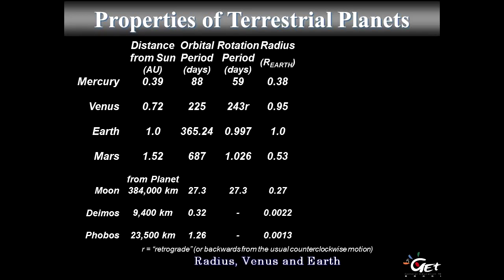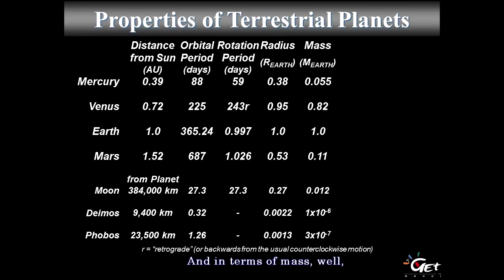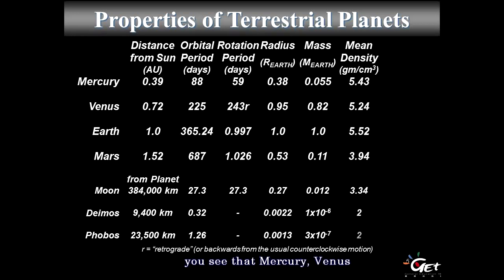Radius: Venus and Earth are more or less the same size, while Mercury and Mars are far smaller. Mars is half the size of Earth. In terms of mass, once again Venus and Earth are very similar, but Mars and Mercury are far lighter. As you can see, for the mean density, the ratio between the mass and the volume, Mercury, Venus, and Earth are more or less the same density, around 5 times the density of water, while Mars is slightly less dense.